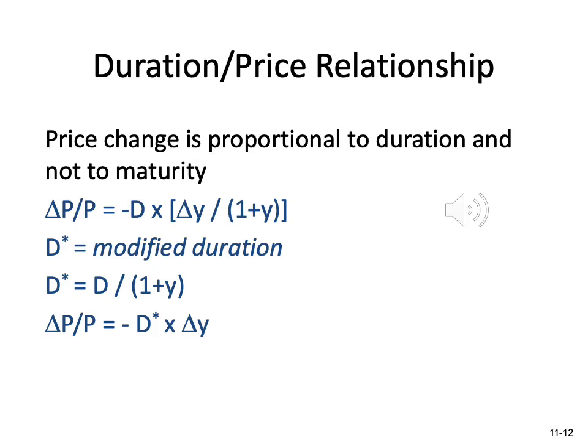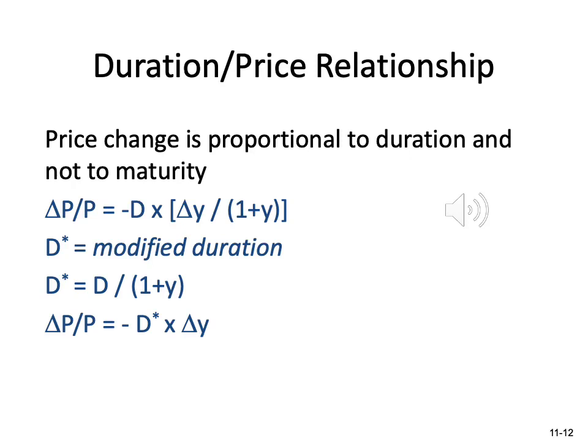Now we have learned how to calculate the duration. We can use the duration to calculate the percentage change in price relative to the change in the yield. So the percentage change in the price is delta P divided by P. Delta P is the dollar amount change in the price. The percentage price change equals minus duration times the change in the yield divided by 1 plus the yield.